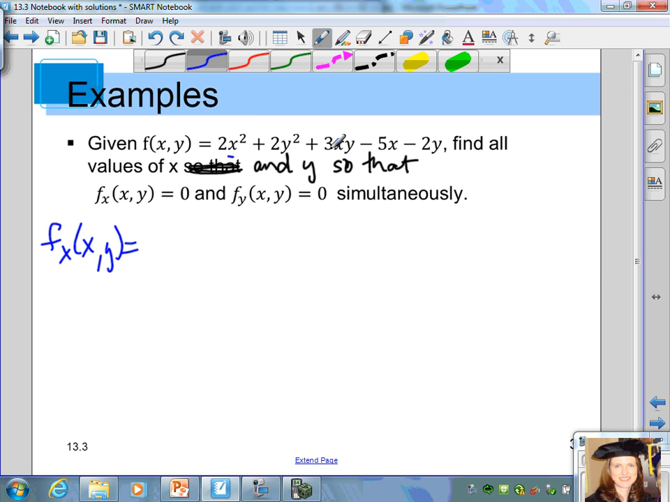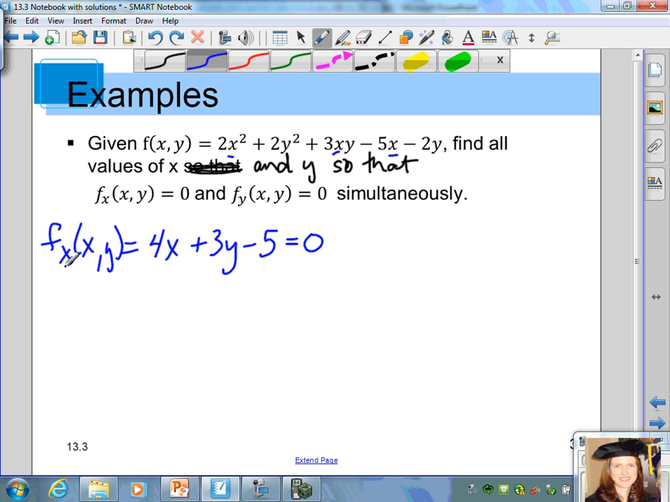Treating x as a variable and everything else as a constant. The derivative of 2x squared is 4x. The derivative of 2y squared, when we treat y as a constant, is 0. The derivative of 3xy is 3 times the constant y, so it's going to be plus 3y. And the derivative of minus 5x is minus 5. And the derivative of minus 2y, treating y as a constant, is 0. So our first partial with respect to x is 4x plus 3y minus 5. We want to know when that equals 0.